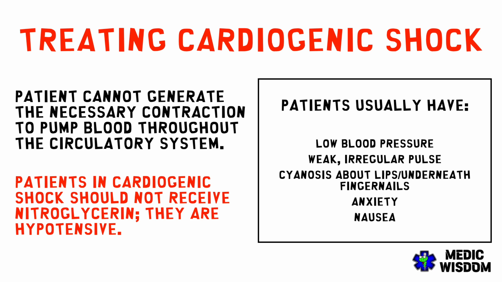Okay, so cardiogenic shock. These patients generally have lower than normal blood pressure. When I say low blood pressure, I'm saying instead of being like 160 over 90, their blood pressure might be 110 over 80, so a little bit lower systolics. Their pulse might be weak or irregular. They might have some cyanosis. Probably going to have some pulmonary or pedal edema. Maybe they'll be a little anxious.